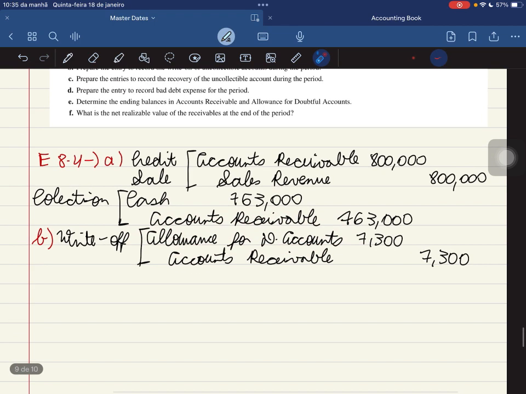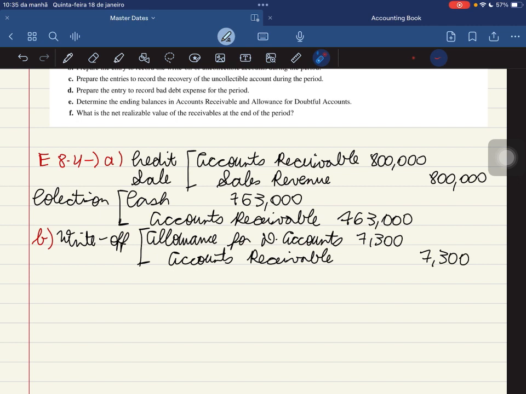Why is that? What is an allowance? Allowance is kind of like money that you keep in order for you to use somewhere for something, right? Allowance for doubtful account is pretty much the money that you keep in order to use when you know that somebody is not going to pay you anymore. So you have this money somewhere, right?